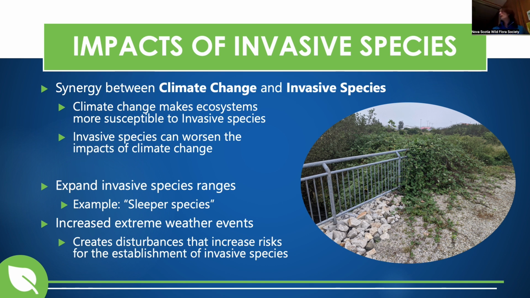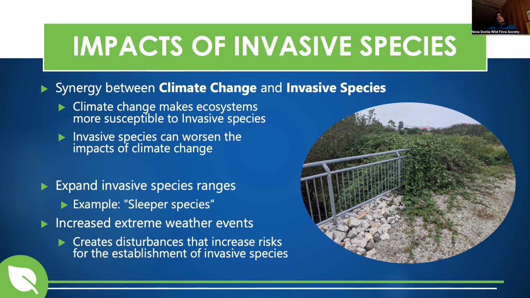So there's a lot of shifting of species, and some species that may not have been invasive before are becoming invasive in an area. We call these sleeper species, species that really haven't had much of an impact till now when the climate is becoming more favorable for them. And with increased extreme weather events, this creates disturbances, which increases the risks of future establishment of invasive species.